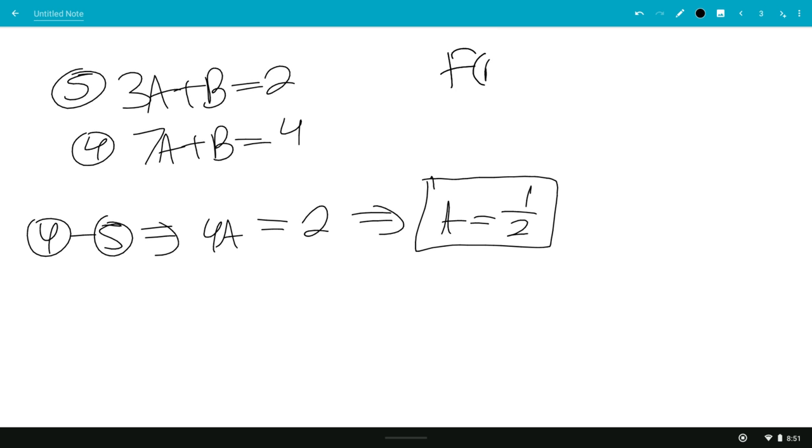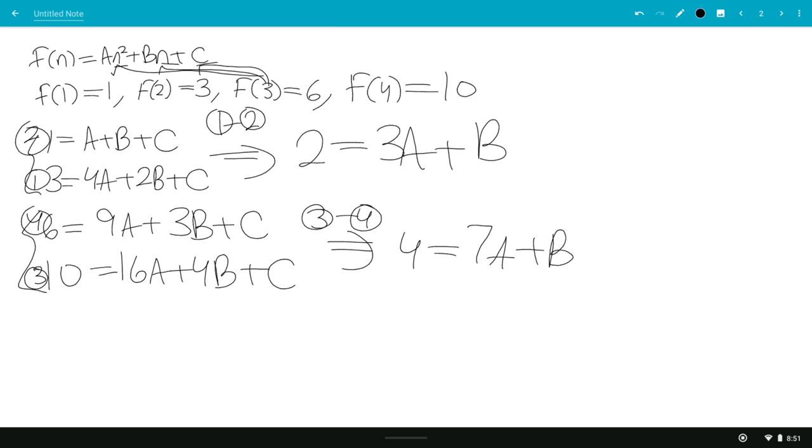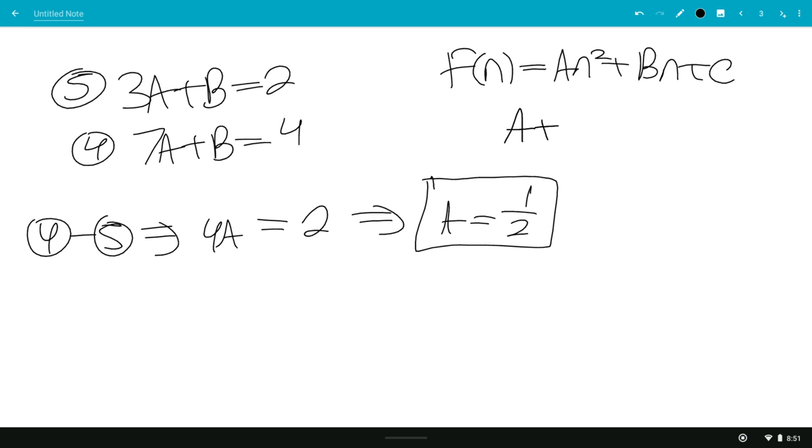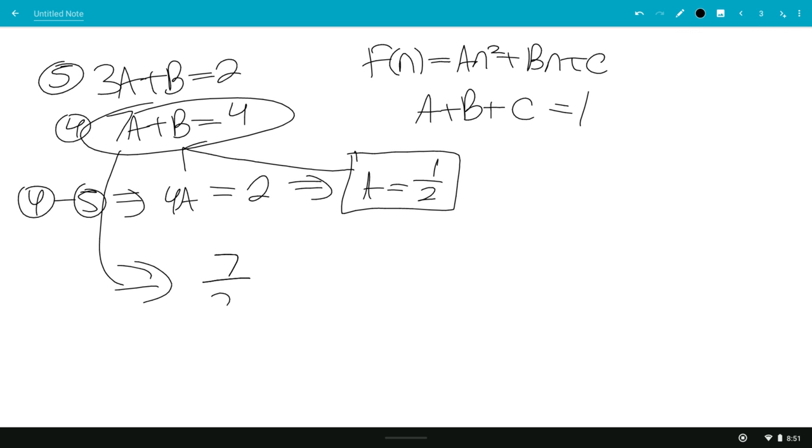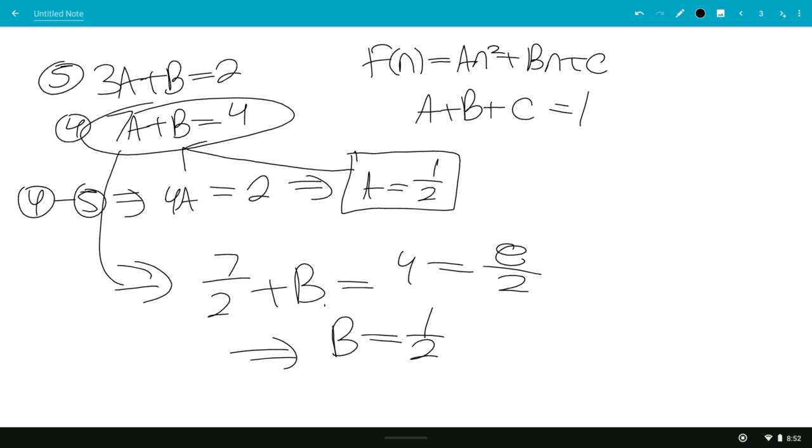So the equation is f of n equals a n squared plus b n plus c. We also know that a plus b plus c equals 1 to get c eventually. So now we can plug in a into any equation. We'll just pick this one. So this will be 7/2 plus b equals 4, which is 8 over 2. Subtracting 7/2 on both sides, you get that b is 1/2.